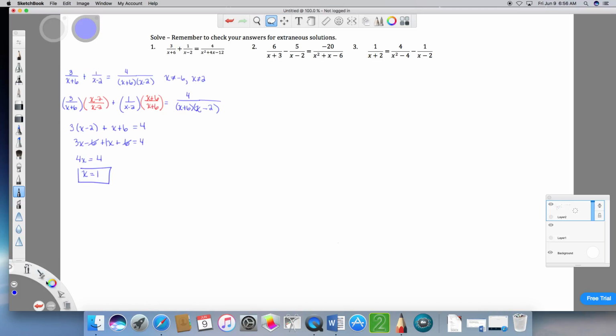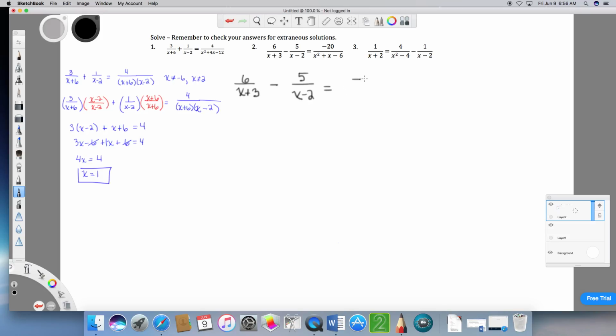Let's come in and take a look at number 2, and we're going to try to do it in the same way that we did number 1. We look here and we factor the denominator that's on the right. So on the left-hand side, the 6 over x plus 3, we don't do anything with that term. We have minus 5 over x minus 2.